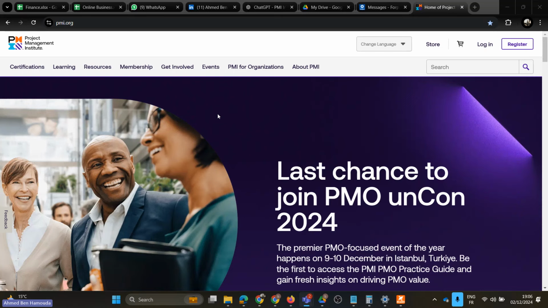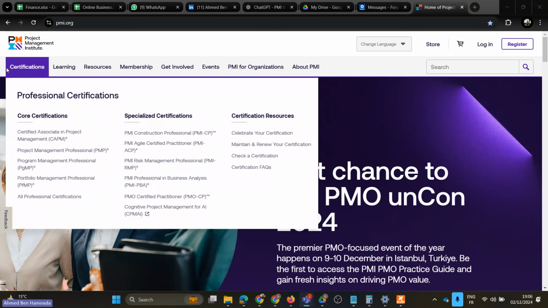All you need to do is visit PMI's website, head over to certifications, and here you have the list of specialized certifications. Here you have core certifications, which are the CAPM, PMP, PgMP for program management professionals, and PfMP for portfolio management professionals. And then here you have the specialized certifications again. People always thought that RMP is the next step after PMP? No. These are the core certifications in here.